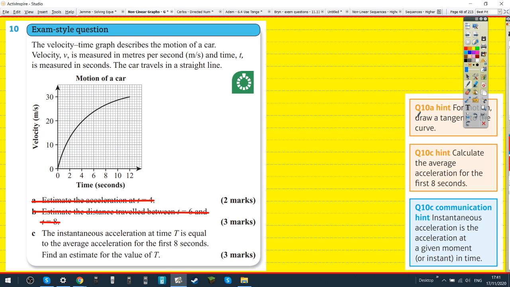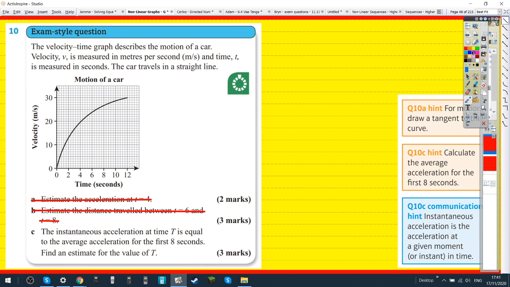Okay, so you have to make a straight line from 8 to 0. So this one isn't at exactly 8. It's just in general. So this one is 6, yeah.